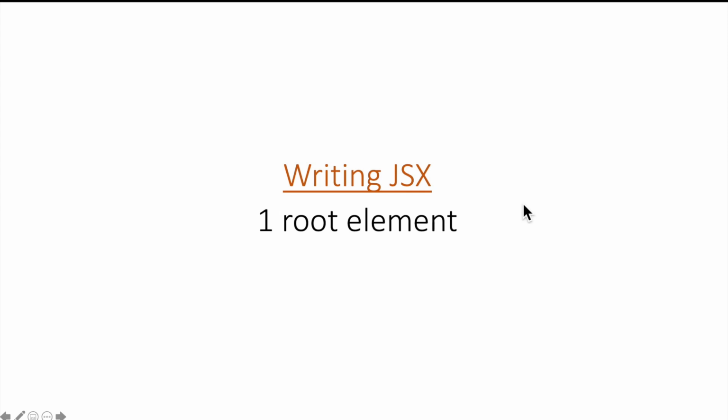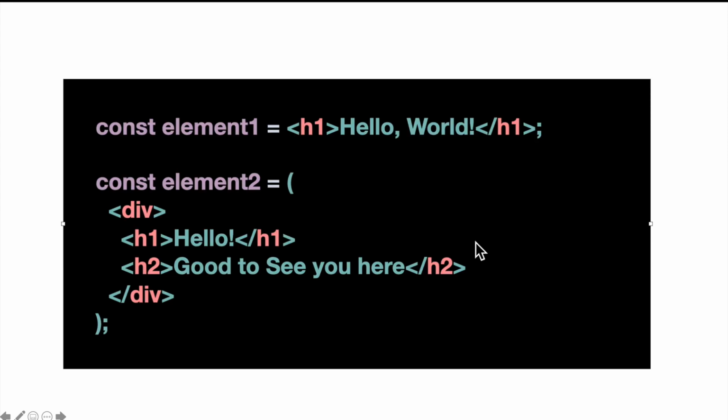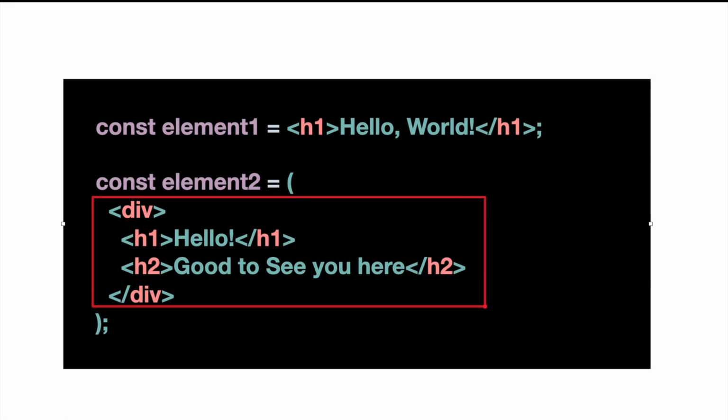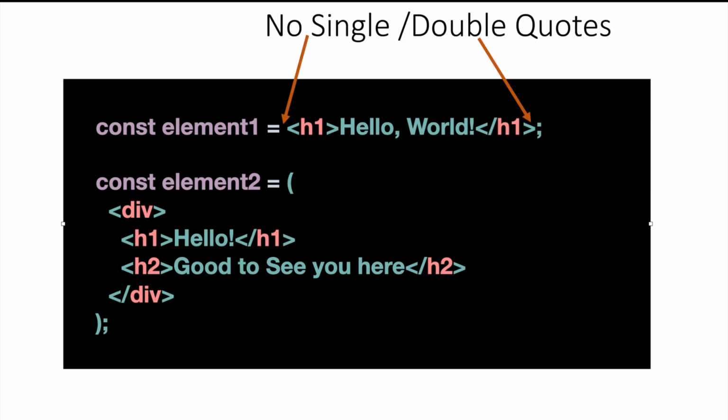One of them is that every JSX expression should have one root element. Let us take a look at an example. This is a JSX expression, and you can see that there is one root tag, which is a div tag over here. Another point to remember is that we should not have single or double quotes enclosing the JSX expressions. You can see that there are no single quotes or double quotes at the beginning or at the end of the JSX expression over here.